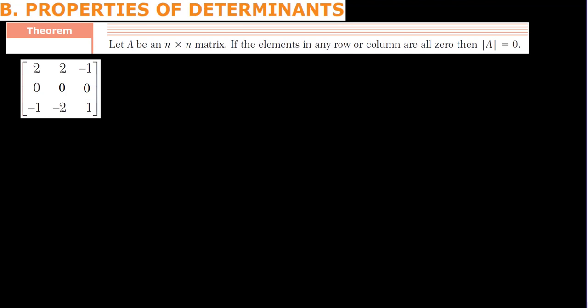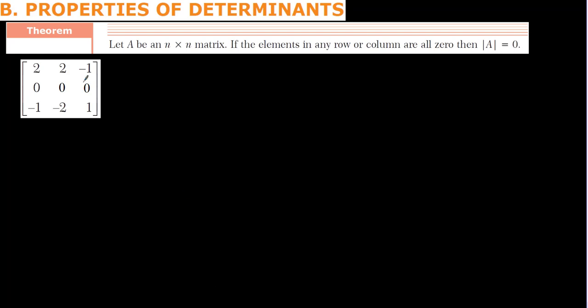Hi dear students, in this video I'm going to explain the properties of the determinant. Here we are starting with the first property or theorem. Let A be an n times n matrix, which means a square matrix also, with the same dimensions. If the elements in any row or column are all zero, then the determinant of the matrix A should be equal to 0.